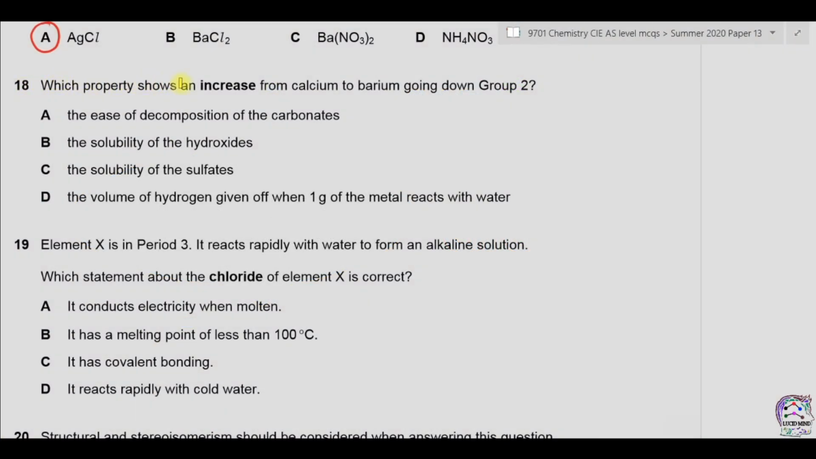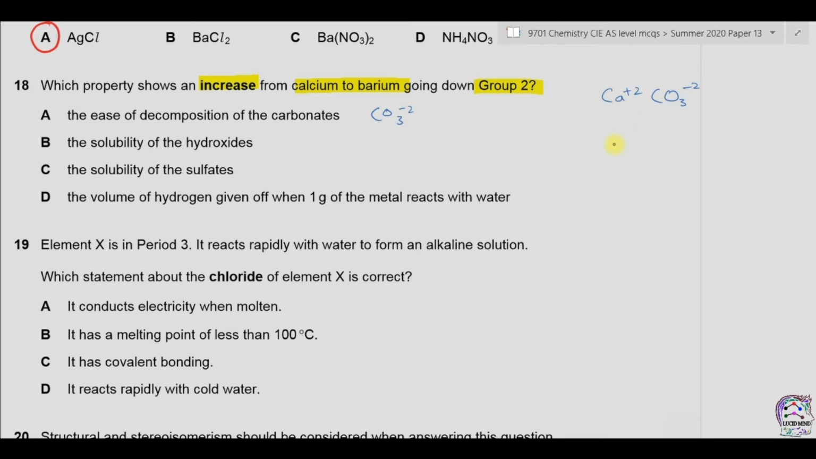Question 18. Which property shows an increase from calcium to barium going down in group 2? A. The ease of decomposition of the carbonates. Now the carbonates of group 2 actually become more stable going down the group. This is because as we go down group 2, the size of the cation increases. And when the size of the cation increases, the polarizability of the cation actually decreases down the group. When the polarizability decreases, the bond strength increases and therefore it is difficult to decompose the carbonate.